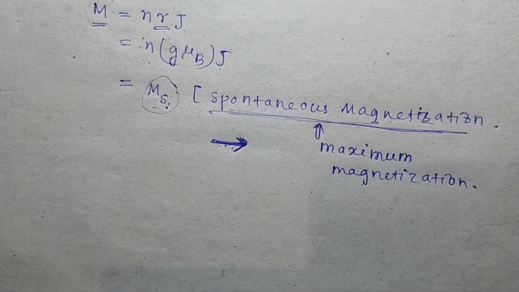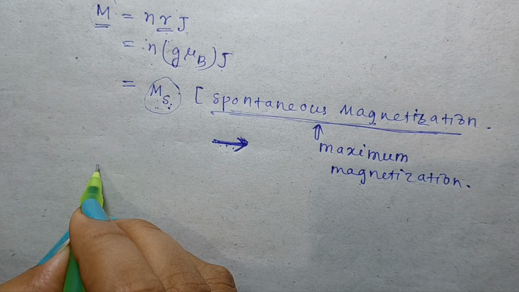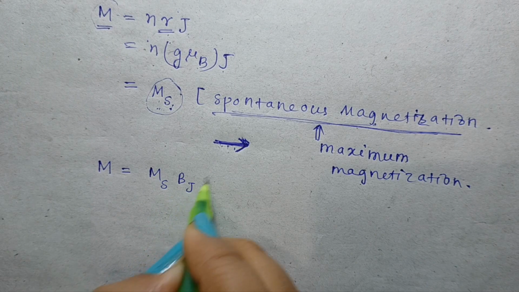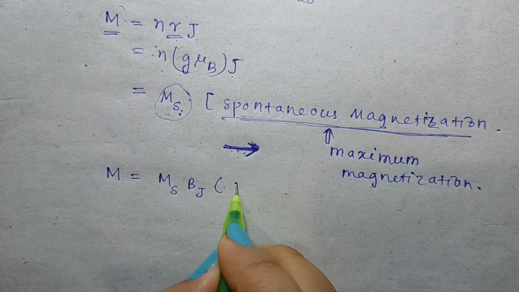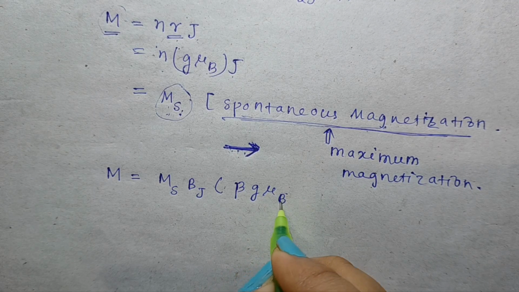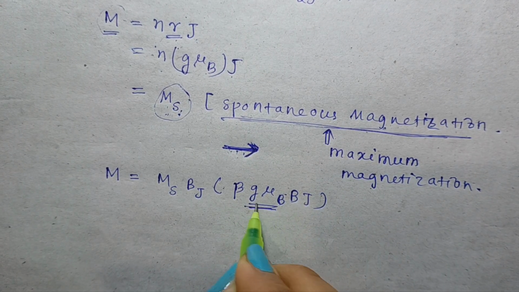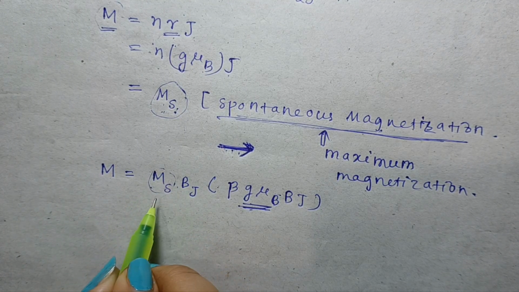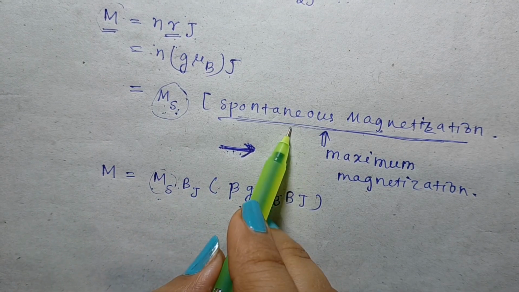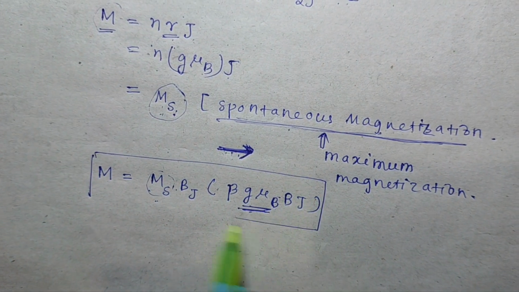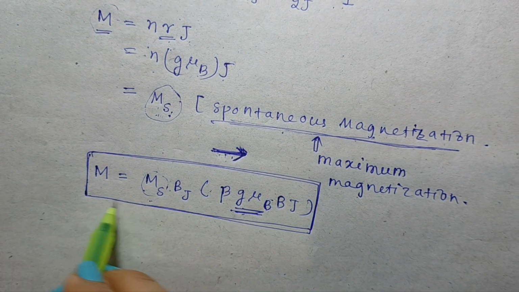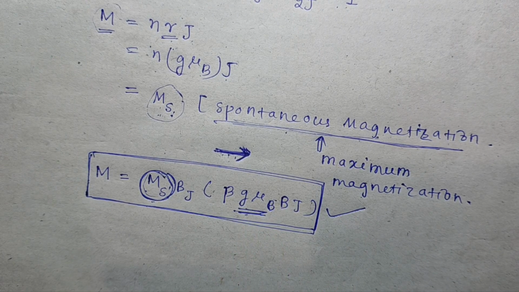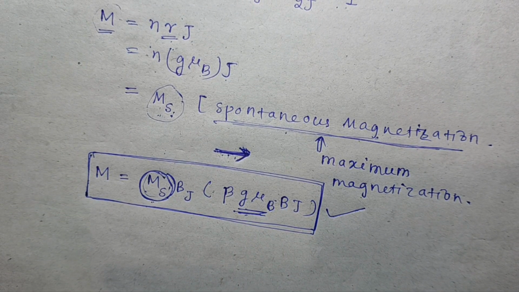Fine. So you can also write M is equal to Ms Bj(x), and the value of x is β g μB Bj. Here I am putting the value of gamma, and instead of N γ j I am putting Ms. Ms is the spontaneous magnetization. So the expression of magnetization in terms of spontaneous magnetization will be this. Okay, fine.